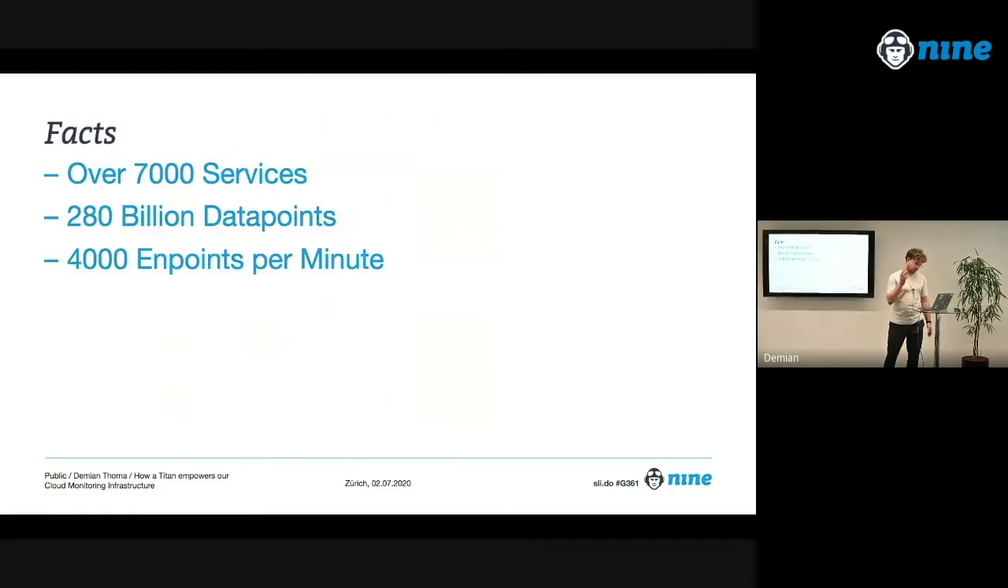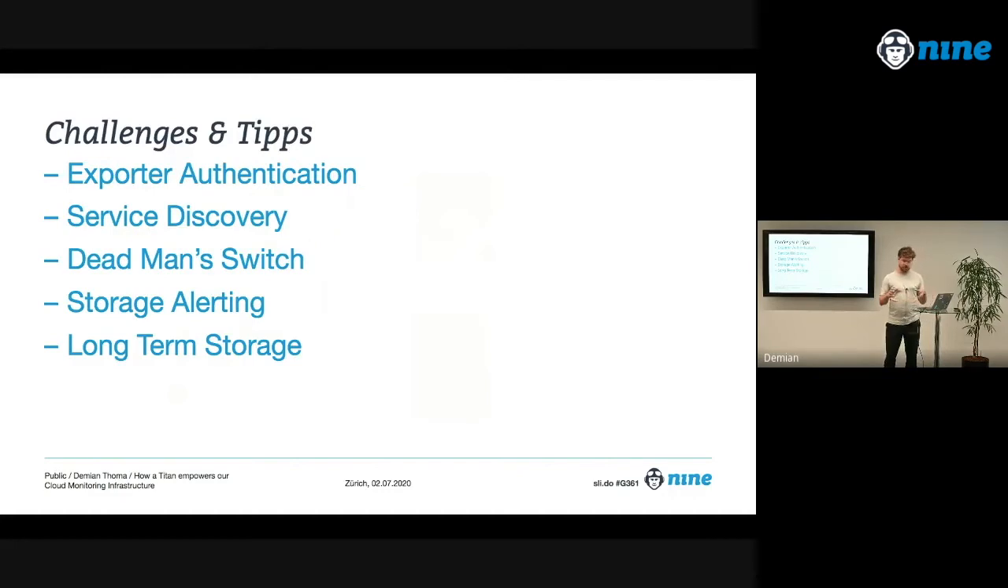So we scrape over 7,000 services. We now have like 280 billion data points. And the biggest Prometheus node we have scrapes about 4,000 endpoints a minute. Those tools are used a lot, and they work really reliably.